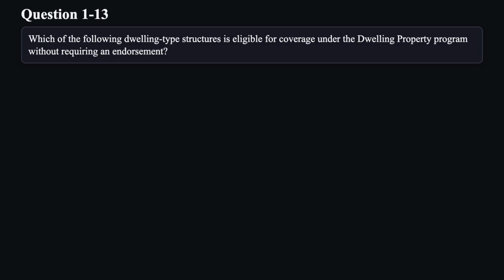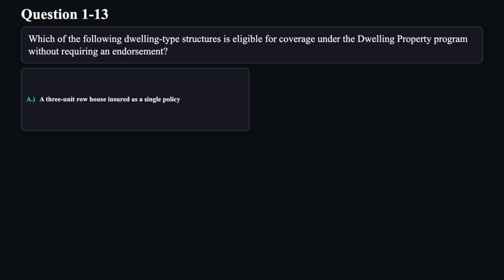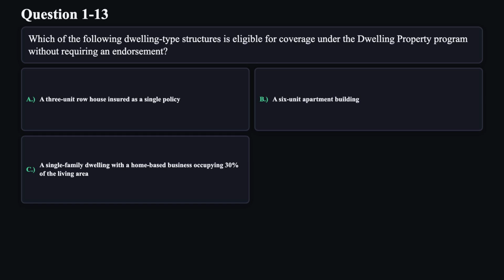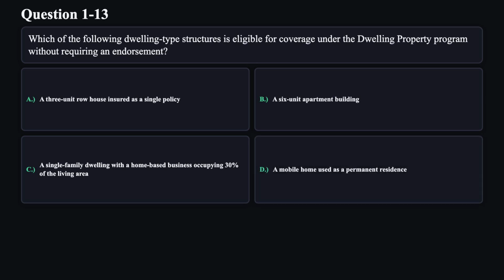Question 13. Which of the following dwelling type structures is eligible for coverage under the dwelling property program without requiring an endorsement? A. A 3-unit row house insured as a single policy. B. A 6-unit apartment building. C. A single-family dwelling with a home-based business occupying 30% of the living area. D. A mobile home used as a permanent residence.